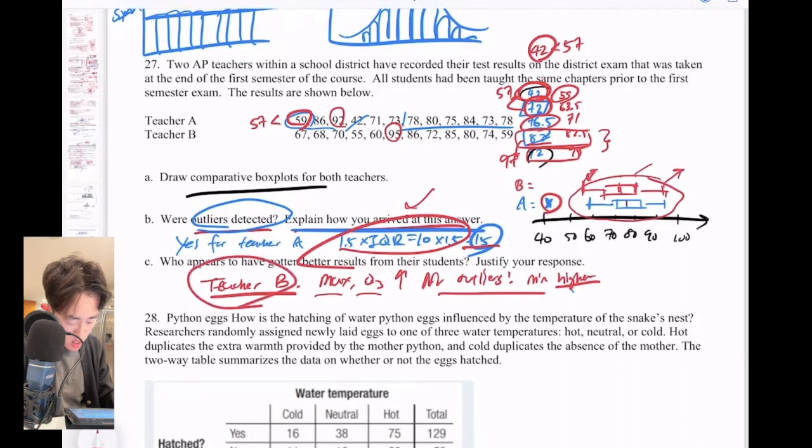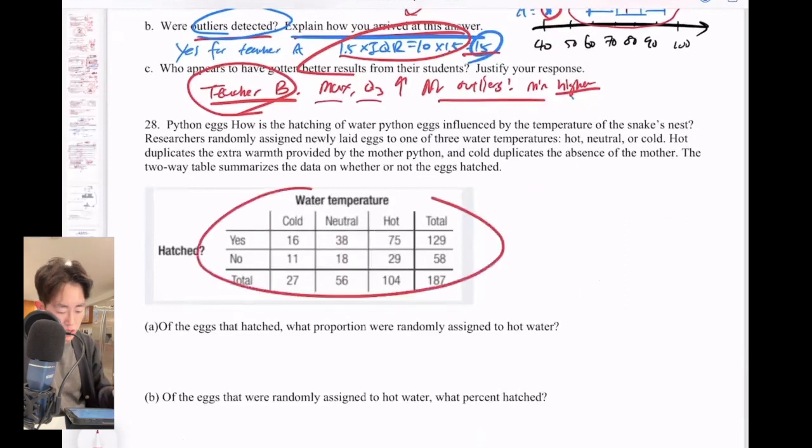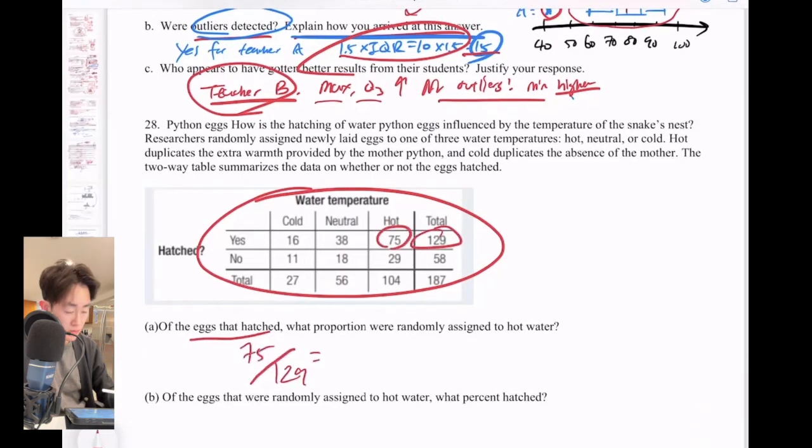All right, so now we're finally down to our last question, Python eggs. We have a 2-way table. What proportion were randomly assigned to hot water? I don't know why the review for chapter 1 has these random chapter 5 questions, but we're still going to do it. Of the eggs hatched, which means this, 129, so conditional probability. Assigned to hot water is 75, so that should be the correct answer there.